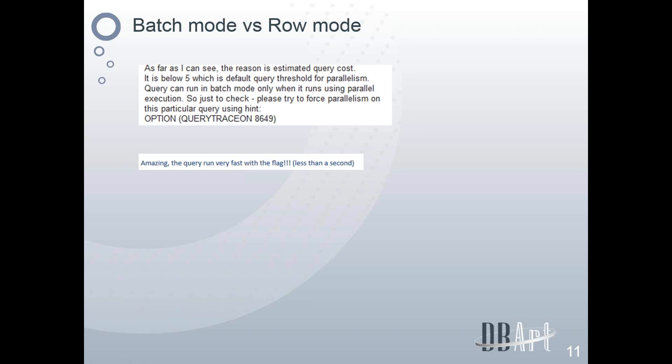So the answer was amazing. The query ran very fast with the flag, less than a second. Actually, I didn't see many forums, books online or articles about it, so just take into account that row mode is sometimes just because of estimated query cost. Take it into account.